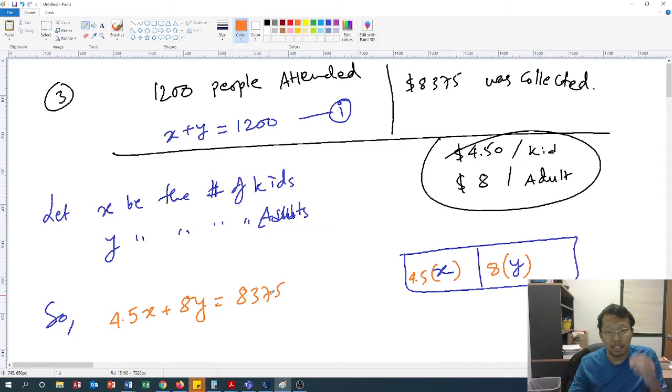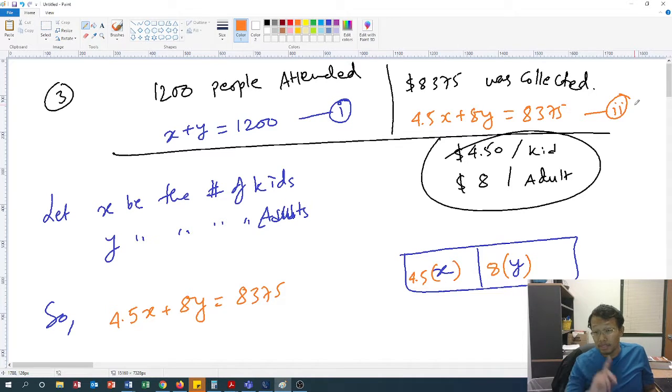I hope that makes sense. So I can write this as 4.5x plus 8y equals 8,375. That's the second equation. Let me remind you again: there were X kids who went to the movie hall, so the total amount of money is 4.5 times X. Similarly, there were Y adults, so the total amount collected was 8 times Y. Now let us work this out.